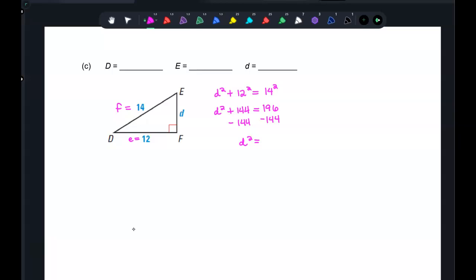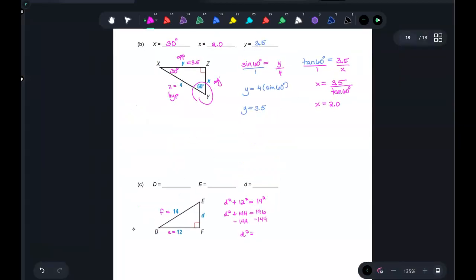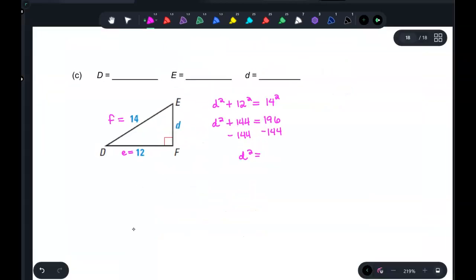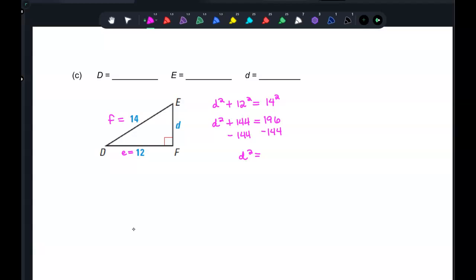What do we get? 196 minus 144? 52. Is that what you got? 52? Never mind, I mixed up. 52. The square root is 7.2.